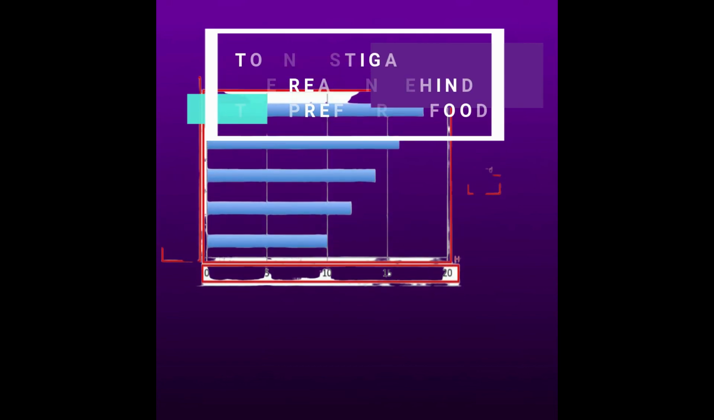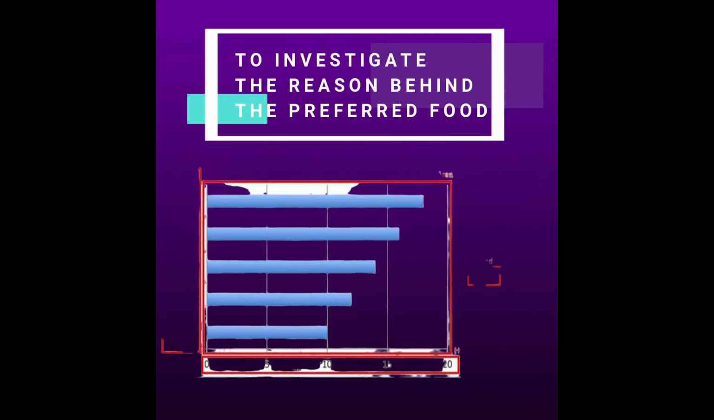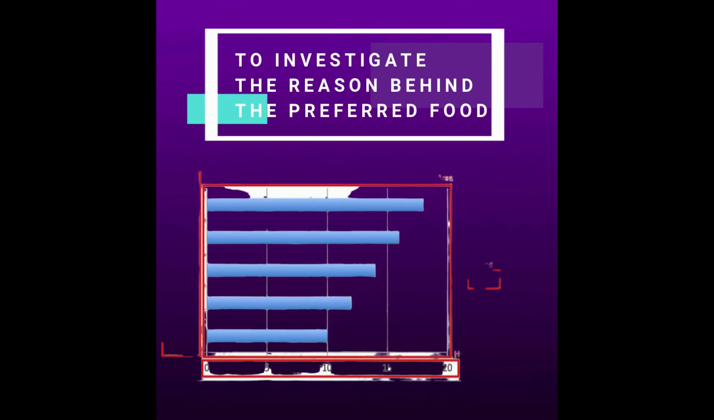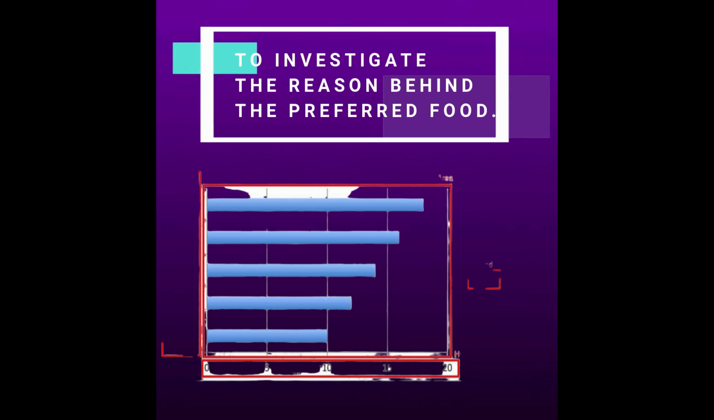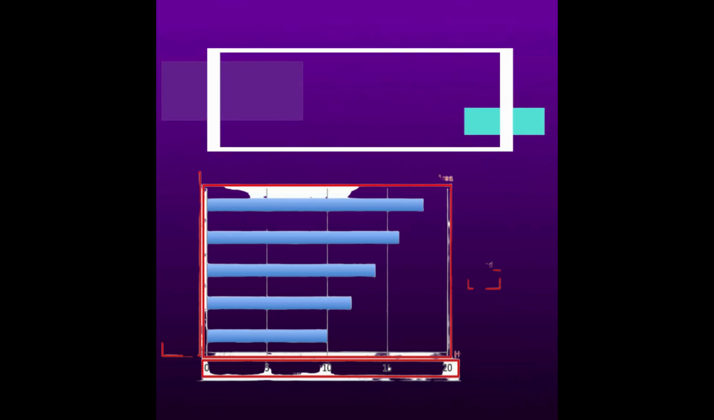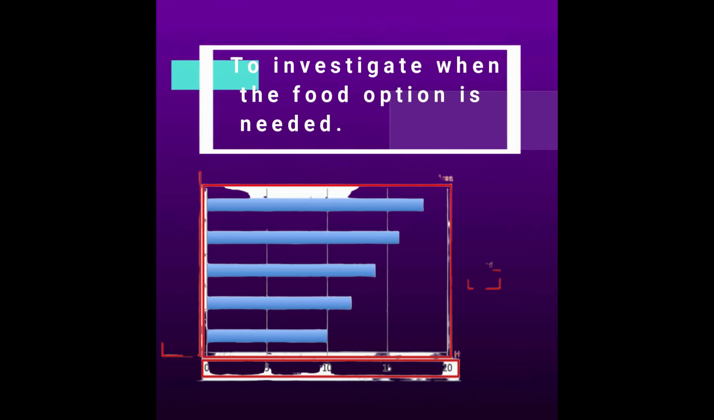For the next objective, a horizontal bar chart was used to investigate the reason behind the preferred food, and it represents a comparison of the values of the reasons suggested. For the last objective, to investigate when the food option is needed, a horizontal bar chart was used as the method of analysis in order to show the number of respondents according to the time the food option is needed.